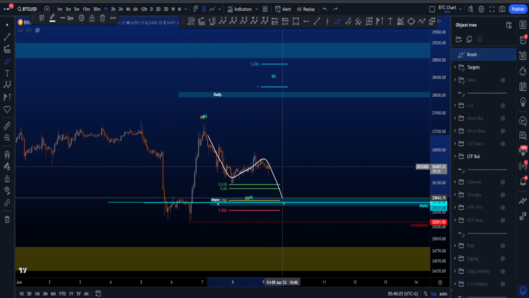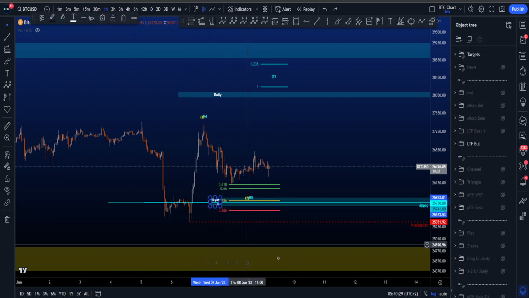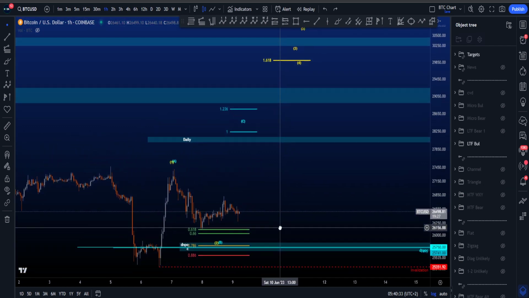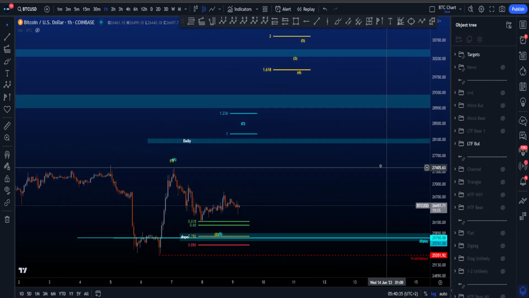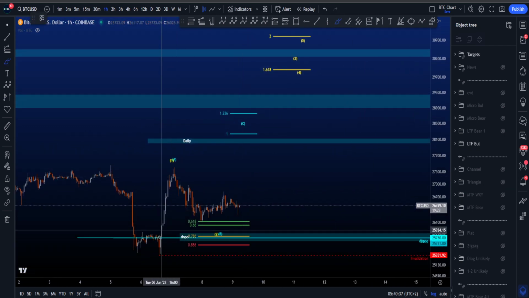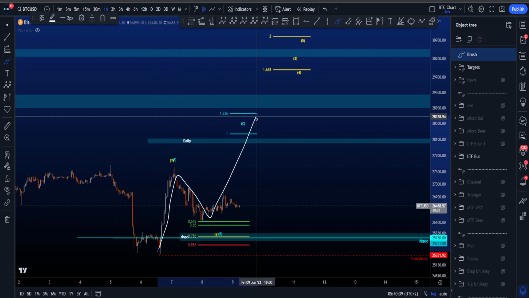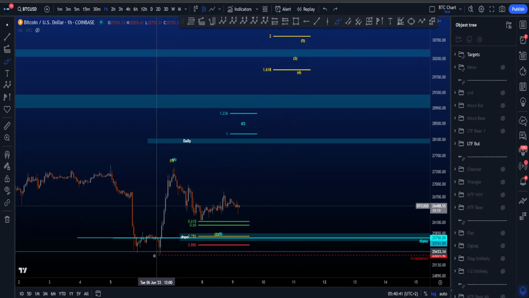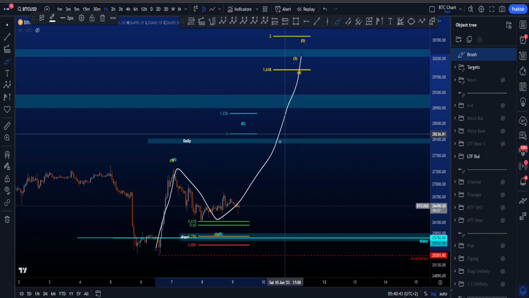Or we still have a bit more downside to go, where we do have a blue target area over here between 25.6k and 25.9k for some extra support. But eventually we expect a continuation to the upside in either a wave A, B, C, or we get an impulsive structure in a wave 1, 2, and then a bigger 3 to the upside.